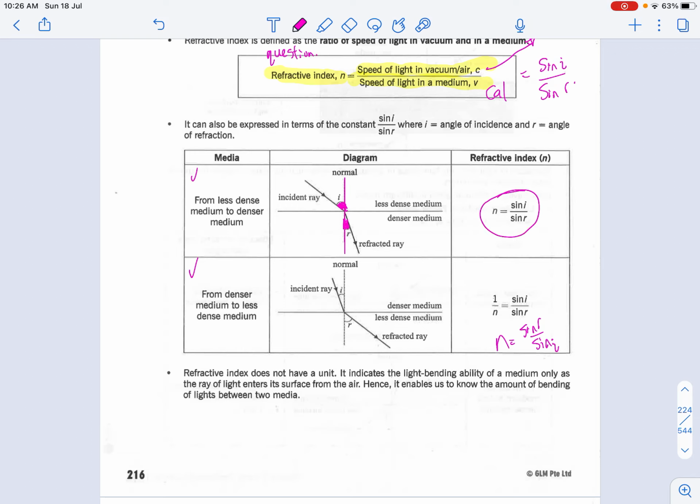Okay. So one way I tend to remember is that I always put the less dense medium at the top. So the angle for the less dense medium should be at the top, and the denser one should be at the bottom. So this one again, if the one at the top is actually denser, right? So I'll put the less dense here.